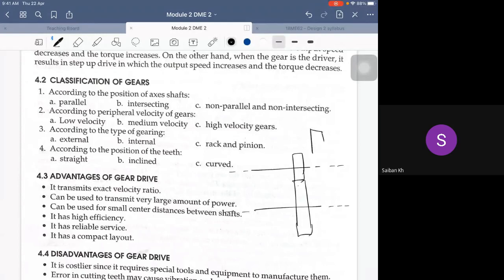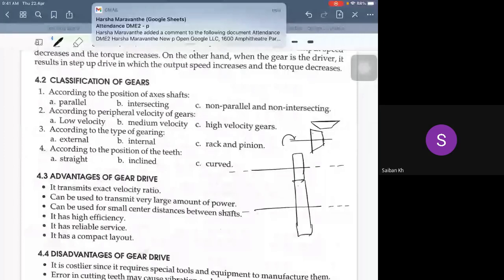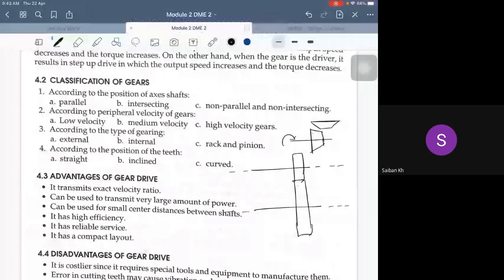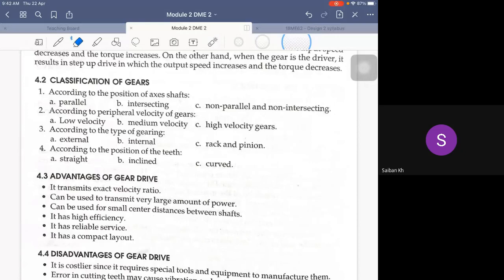What is a bevel gear? The gear would be something like this. This would rotate like this. So if we give the power to this particular shaft here, even this would rotate like this. If you observe, the axes are intersecting here, isn't it? Both the axes are intersecting at this particular point. So this forms an intersecting shaft axis. Then non-parallel, non-intersecting: two shafts would be non-parallel and non-intersecting, like in the case of a worm gear, which we will come to know once that particular part is dealt with.